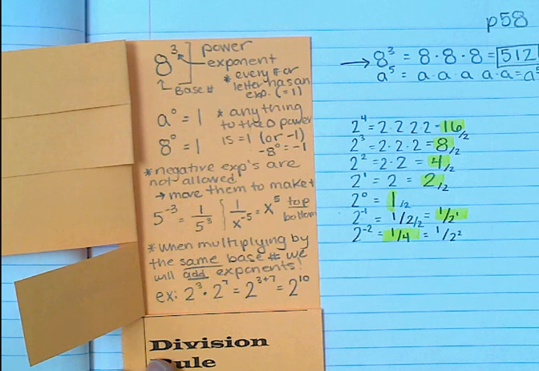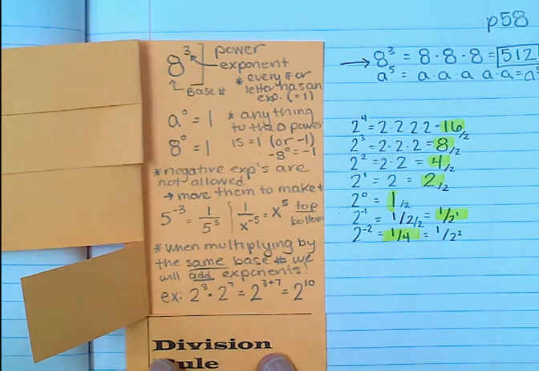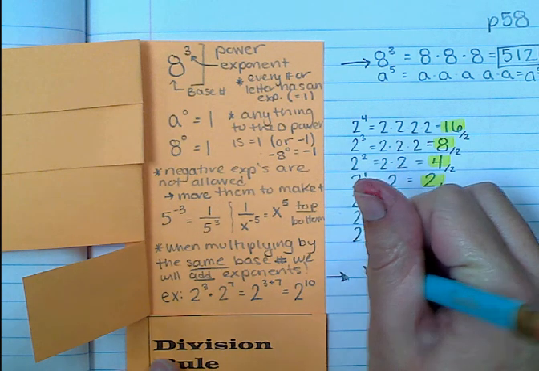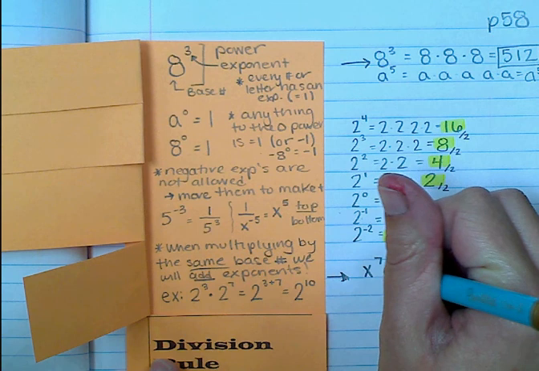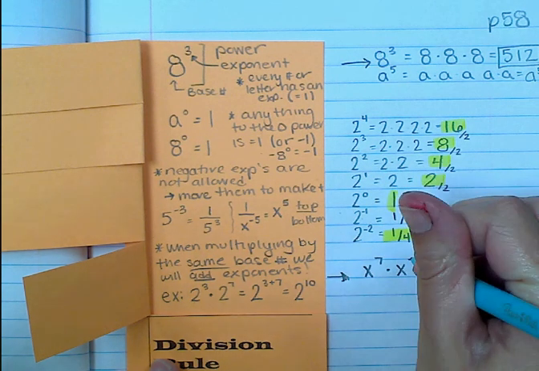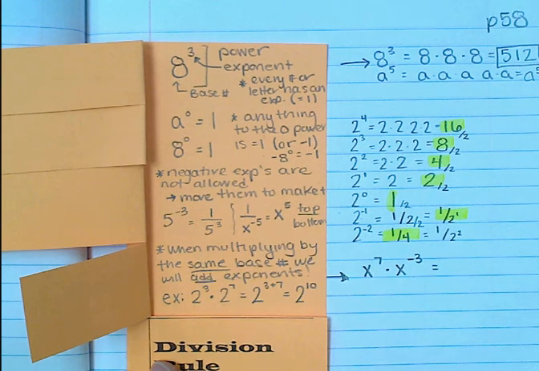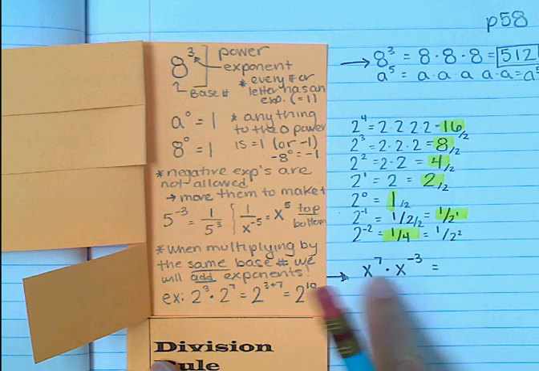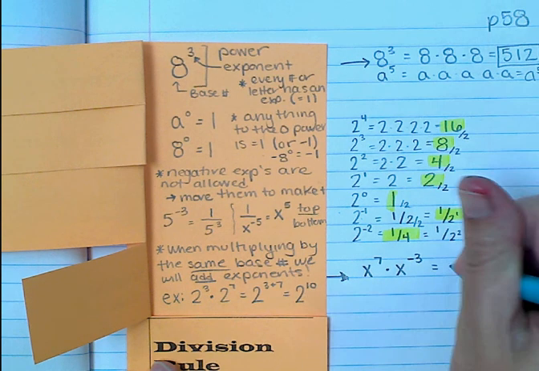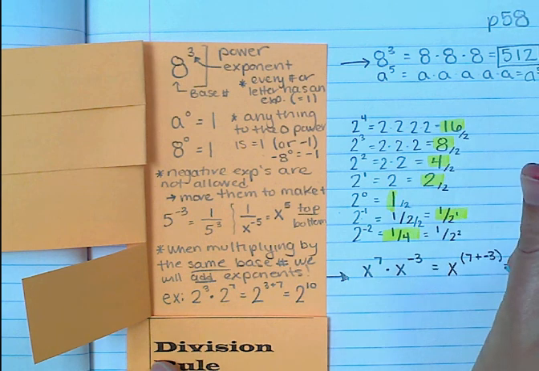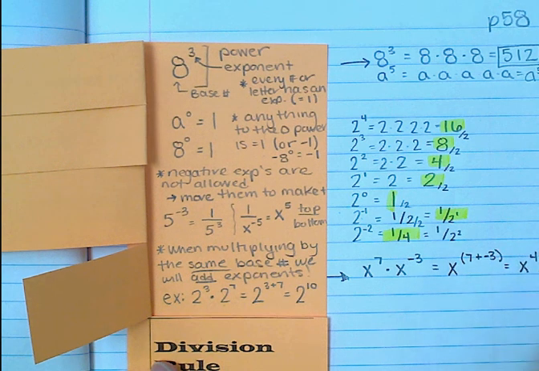We might also do it with letters, so out to the side right here, we might have something like x to the 7th times x to the negative 3rd, which we're not really supposed to have negatives, but I think it'll work out okay in our favor here, because if we're multiplying numbers with the same base, which these base numbers are both x's, then we can just add the exponents. So we can do 7 plus negative 3, which is 4. So x to the 4th would be my answer.